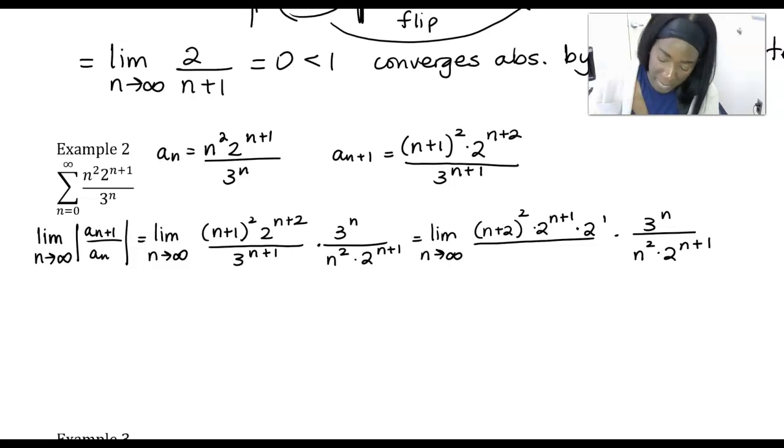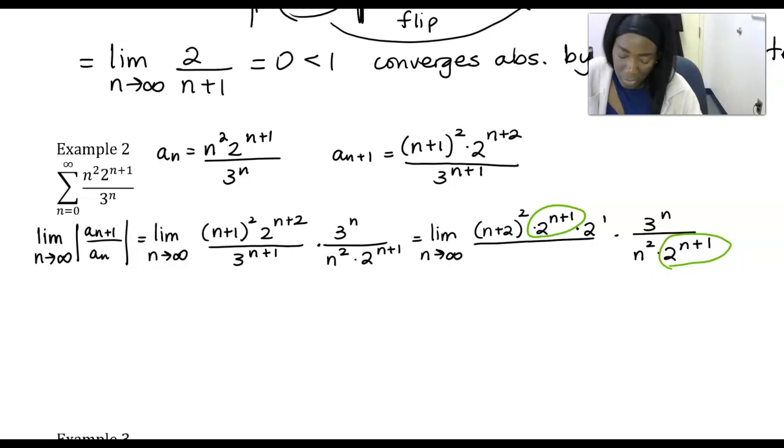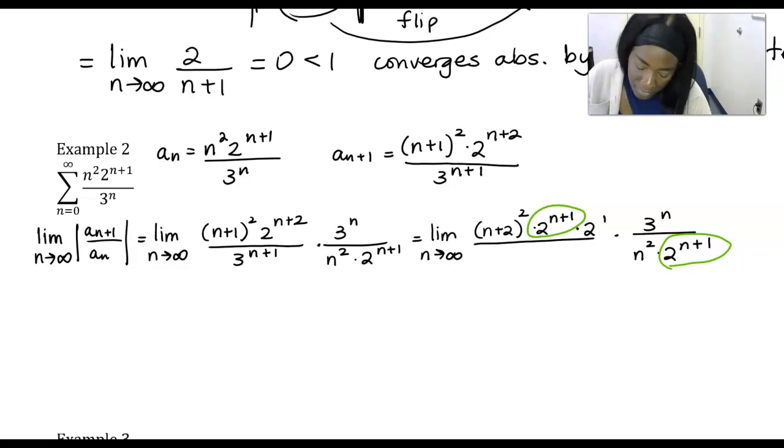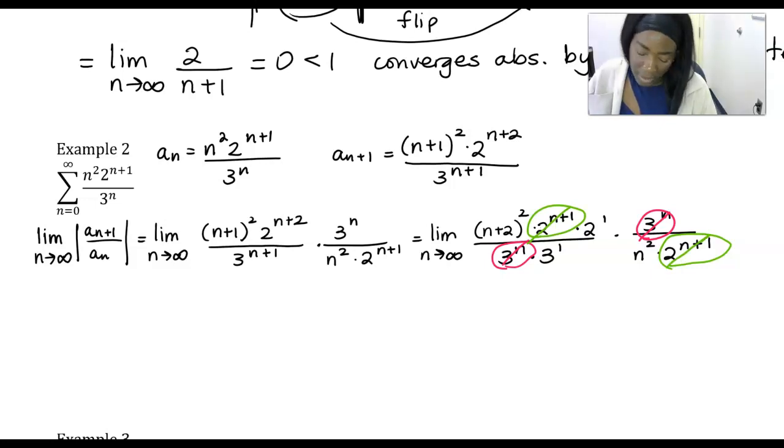I broke it up like that because of this 2 to the n plus 1 right here that it can cancel with. I'll go ahead and finish filling out the denominator from the first term. It's 3 to the n plus 1, but I'm going to break it up into a 3 to the n times a 3 to the 1 so that I can cancel this 3 to the n with that 3 to the n. So we see that things cancel. Let's look at what we are left with.